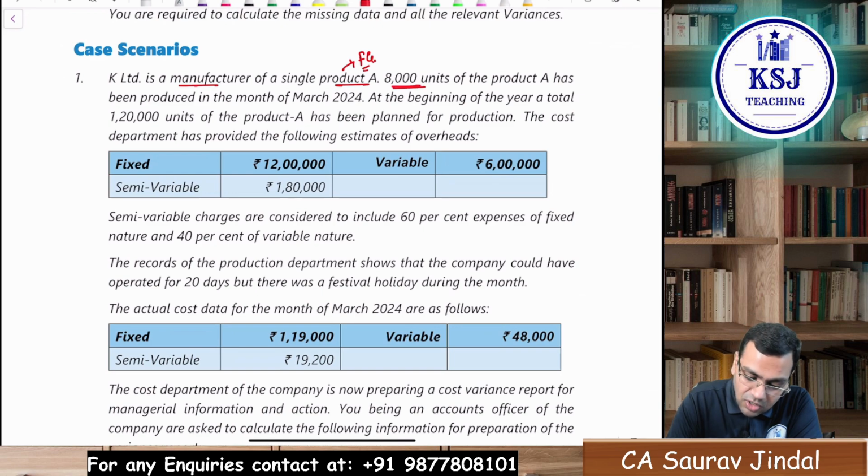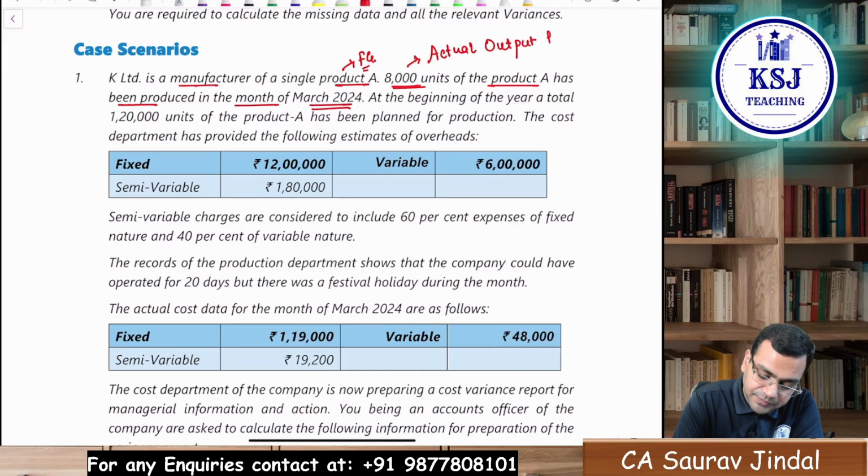8,000 units of product A have been produced in the month of March 2024. So this is your actual output given. This is the actual output for a particular month, right?